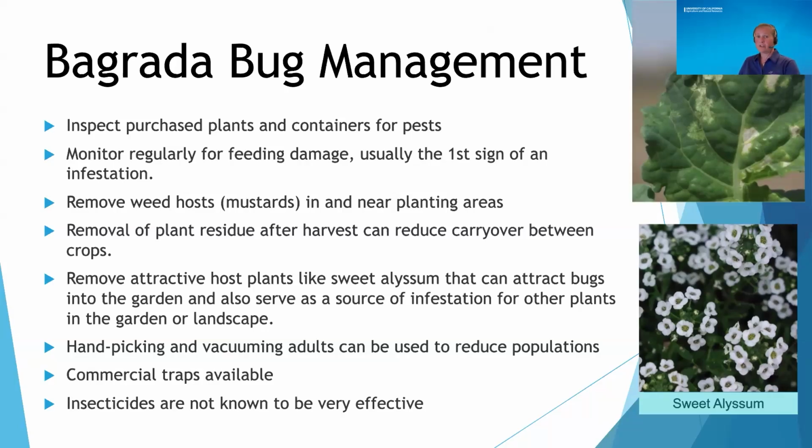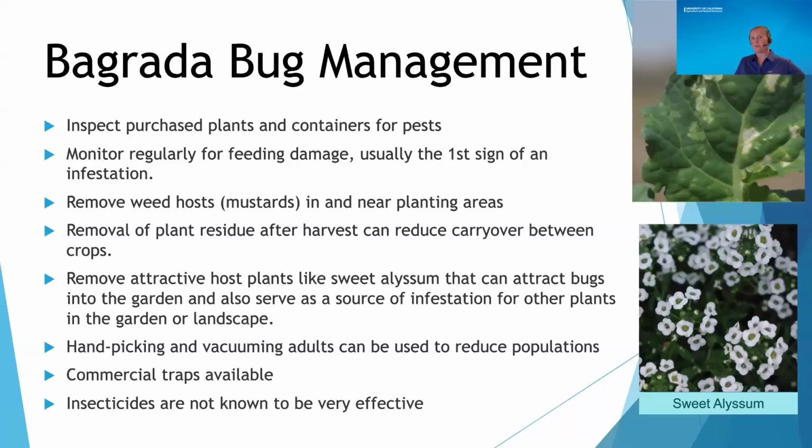When you're starting your season, check your purchased plants and containers for pests before bringing them home. You don't want to introduce any new bugs to your garden. Once you've started your plants, monitor regularly for any feeding damage. That's usually the first sign of an infestation. Look for tiny white or yellow spots on your leaves or wilting seedlings.